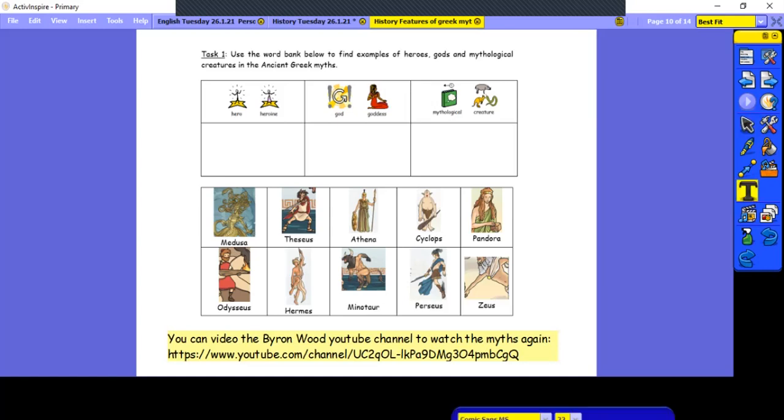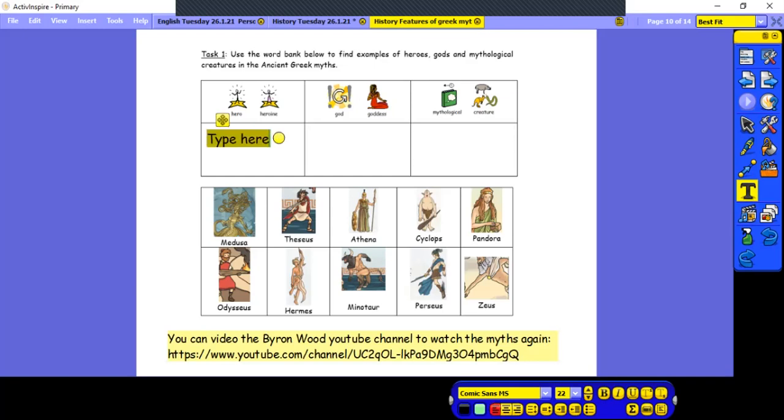So let me just show you what I want you to do. If I think that Medusa is a hero, then I'm going to type her name into this box here. If I think that Odysseus is a god, I'm going to type his name in here. Those are actually not correct, so do not copy my answers. I'm just showing you what I want you to do.